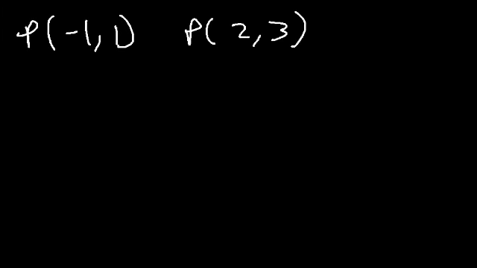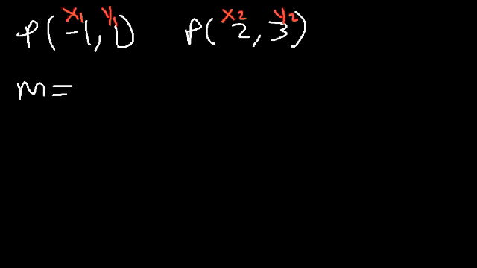So now let's try another problem like that. Let's say we have the point -1, 1 and the point 2, 3. Find the slope and write the equation in point-slope form, slope-intercept form, and standard form. So this is going to be x1, y1, x2, y2.